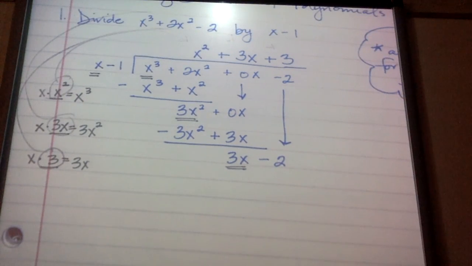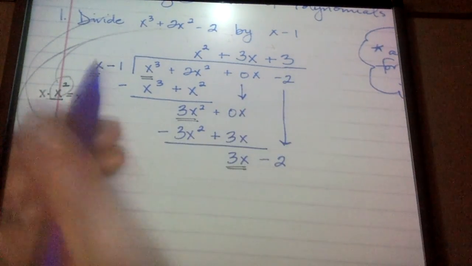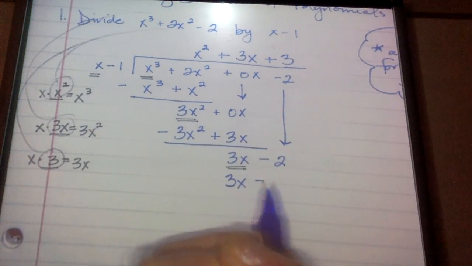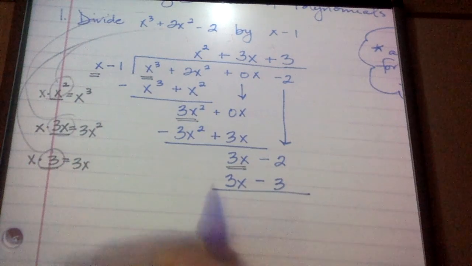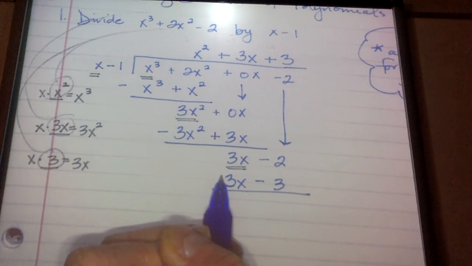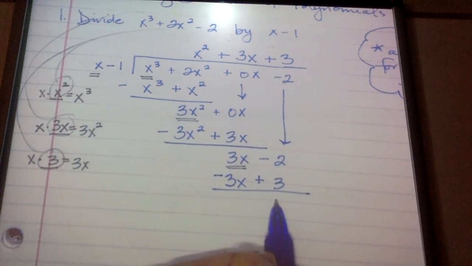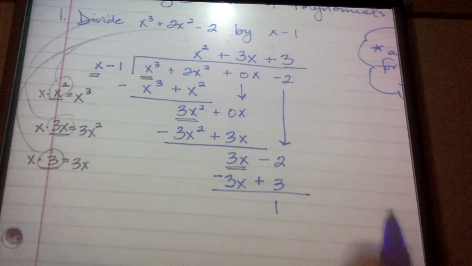And then I redistribute it for a last time. 3 times x, 3x. 3 times negative 1 is negative 3. I'm subtracting these, so this makes this positive 3x a negative and a negative 3 positive. My remainder is 1. So this is how we write our answer.